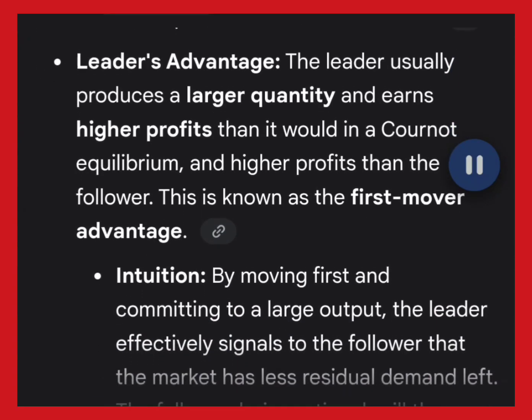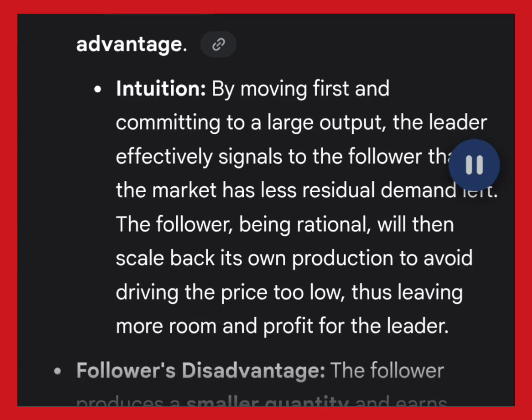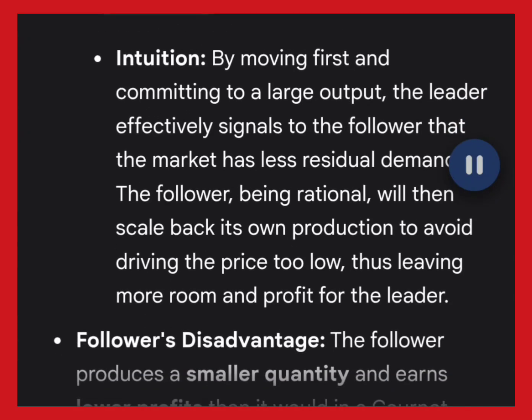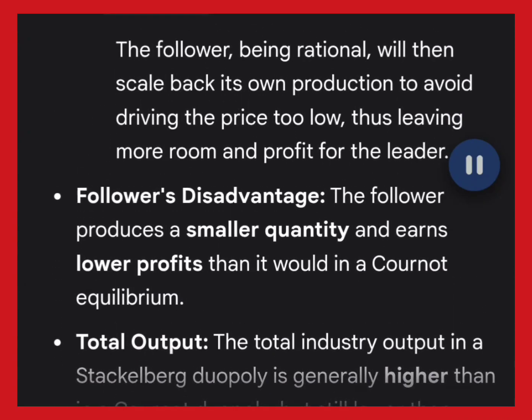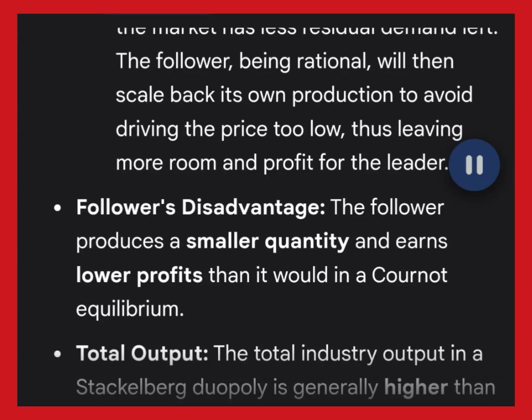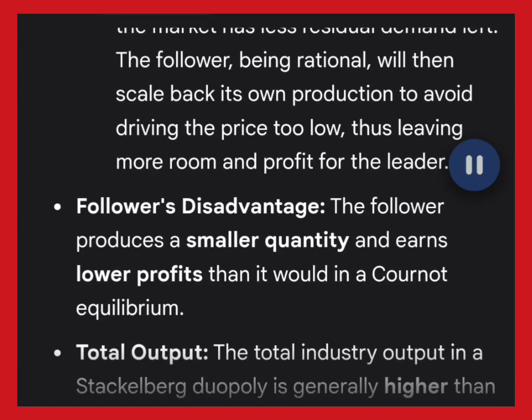Intuition. By moving first and committing to a large output, the leader effectively signals to the follower that the market has less residual demand left. The follower, being rational, will then scale back its own production to avoid driving the price too low, thus leaving more room and profit for the leader.